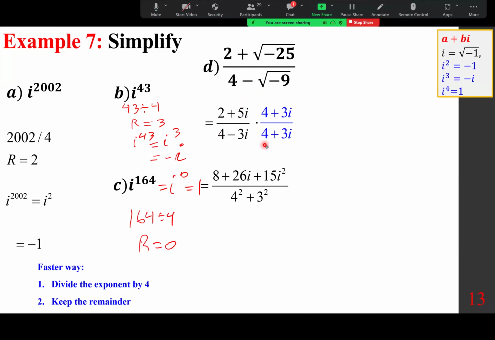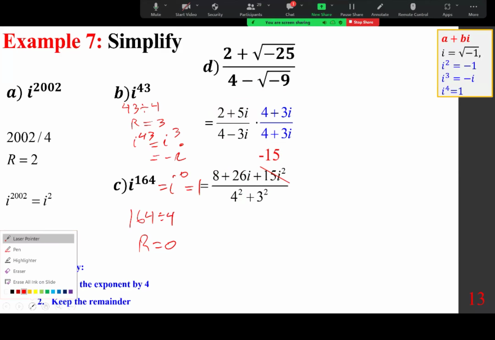Okay, so 2 times 4 is 8. 2 times 3i is 6i, 5i times 4 is 20i. They add up to 26i. 15i squared, and we replace it with negative 15. And so 8 and negative 15 add up to negative 7.